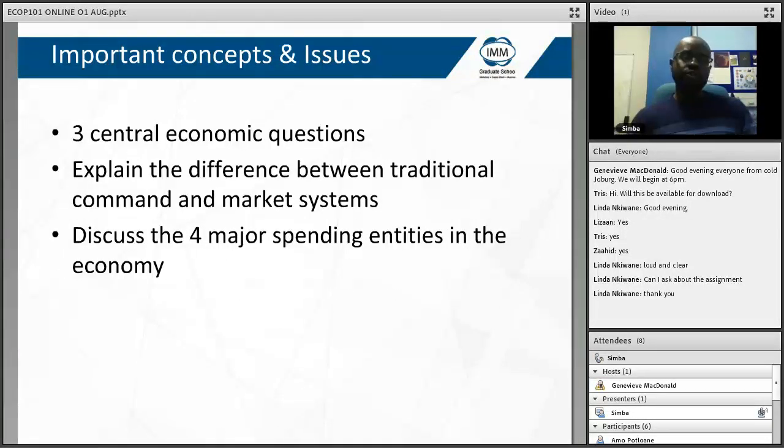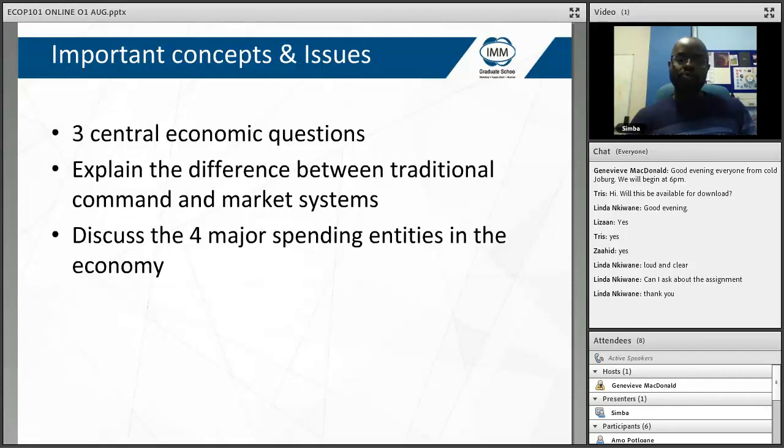Right. We look at the three central economic questions. So when you look at the three central economic questions, this is basically the what, the how, and the for whom. So we are saying, what goods and services should we produce? This is also referred to as the output question. Then the second question is, how are we going to produce these goods and services, which is the input question.